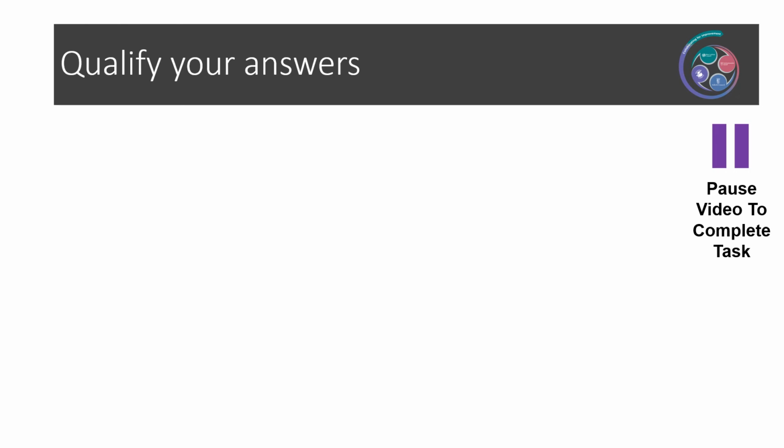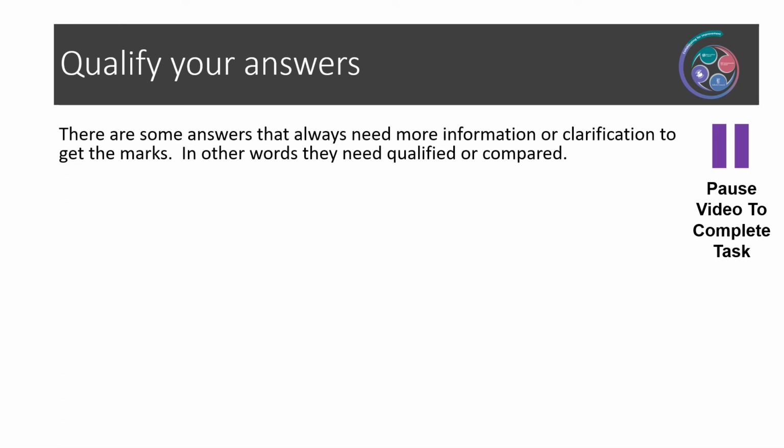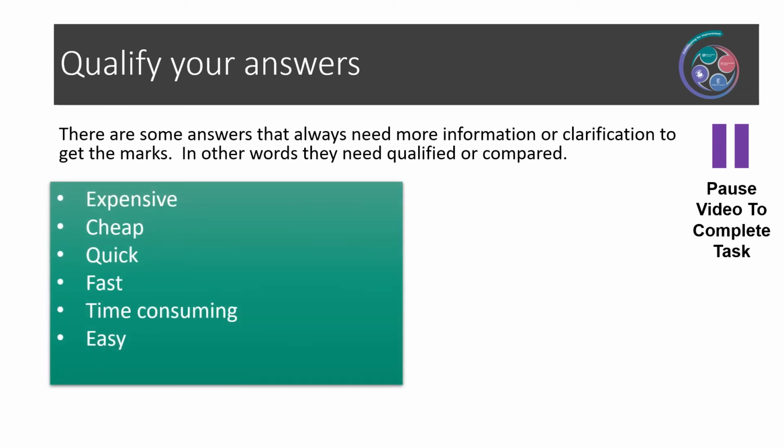Now, the next top tip in the exam is to qualify your answers. There are some answers which automatically need a little bit more detail to get the marks. So I talk about qualifying your answers, or they need qualified or compared to something else. So these ones, like expensive, cheap, quick, fast, time-consuming, and easy, they're too simple for the National 5. You have to say why something is the case. Now, we're not asking you to explain those answers. That's not what we're talking about. We're just asking you to clarify them a wee bit further.